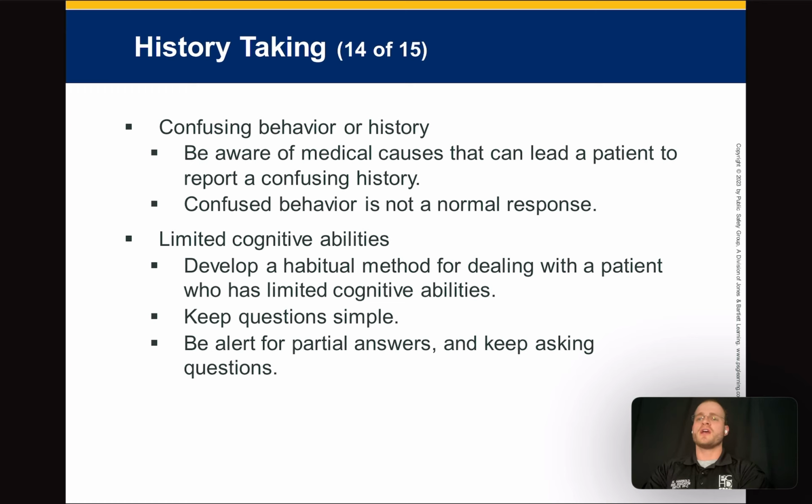So, confusing behavior or history. Be aware of medical causes that can cause a patient to report a confusing history, right? So at some point, you might just have to look at the family and be like, okay, I need to know what's actually going on because the patient's confused. They're altered, right? They have an altered level of consciousness or awareness, okay?